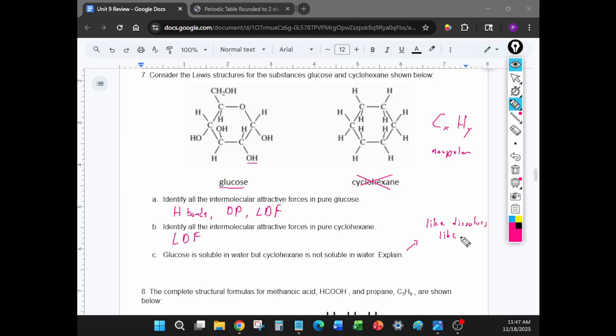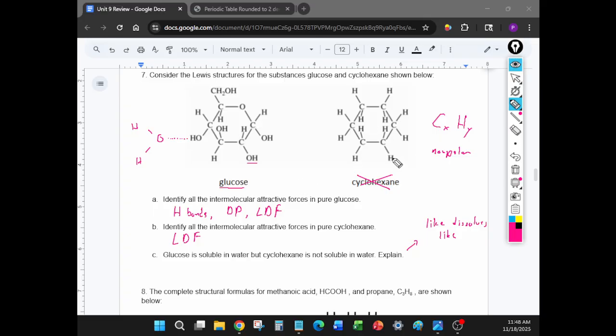An easy way to think about this is oil and water don't mix, right? It's because water is polar, oil is non-polar, so they don't dissolve in each other. Okay? So glucose is soluble in water because it is polar. You guys see these hydrogen potentials for hydrogen bonds. So if a water molecule comes up to it, the O in the water is going to form a hydrogen bond with the H in the glucose.